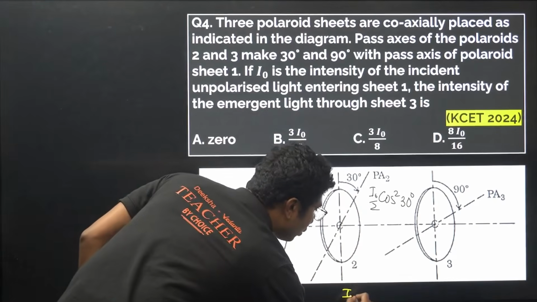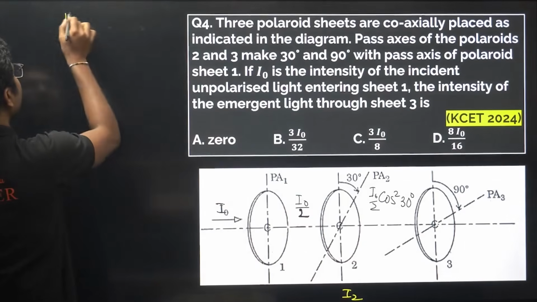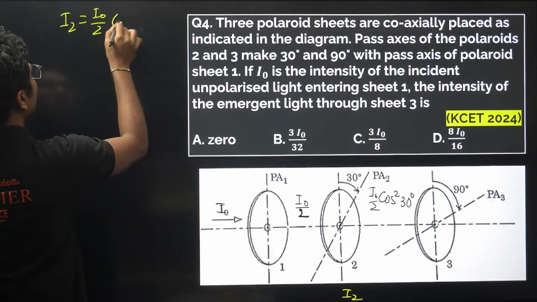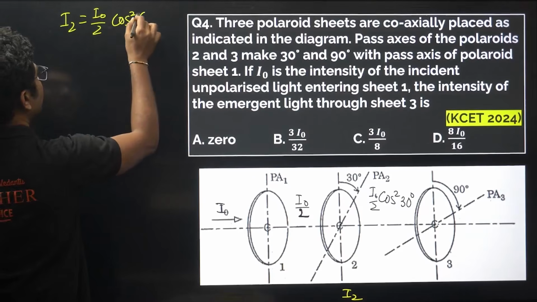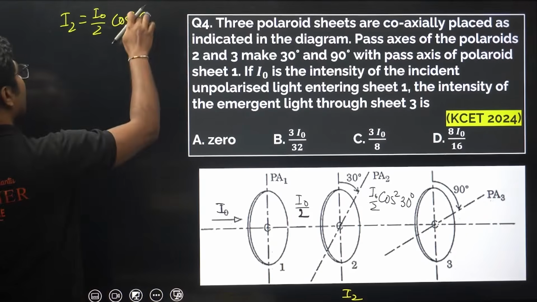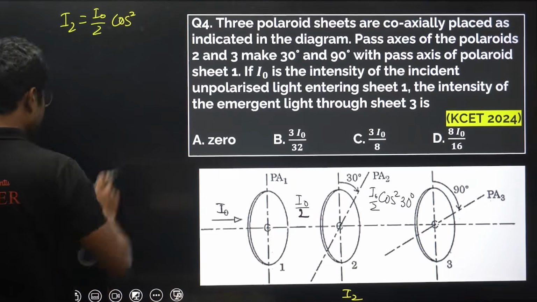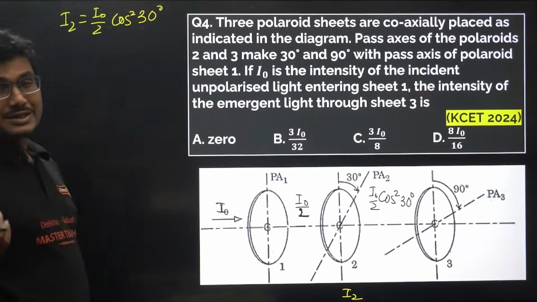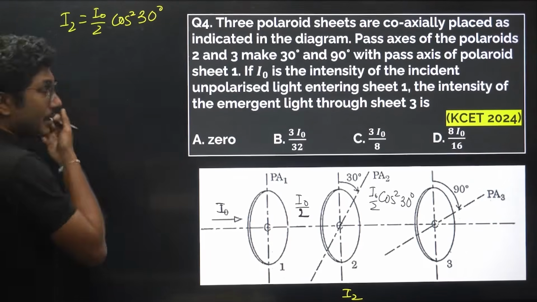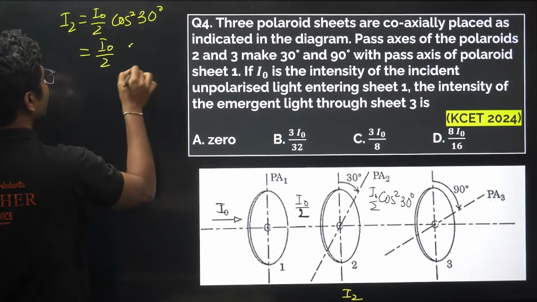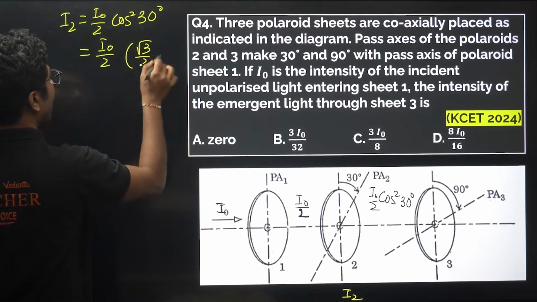Suppose this is I2. So I2 is given by I0 by 2 cos square 30 degree. So what is cos 30? Cos 0 is 1. So cos 30 will be root 3 by 2, right? So I0 by 2 into root 3 by 2 whole square.